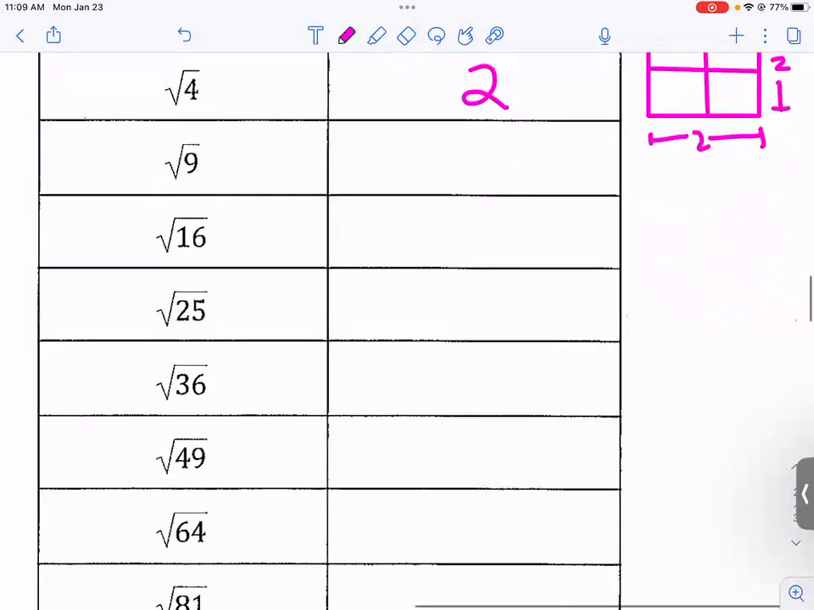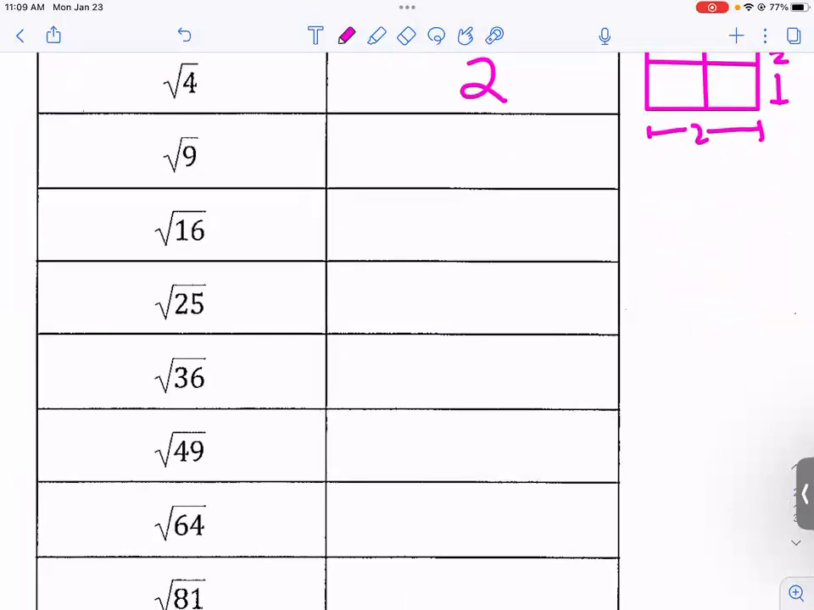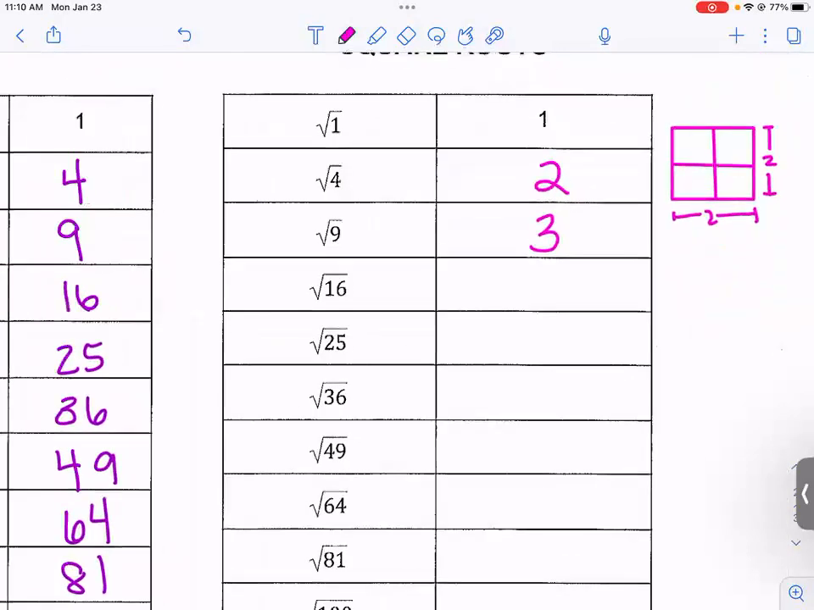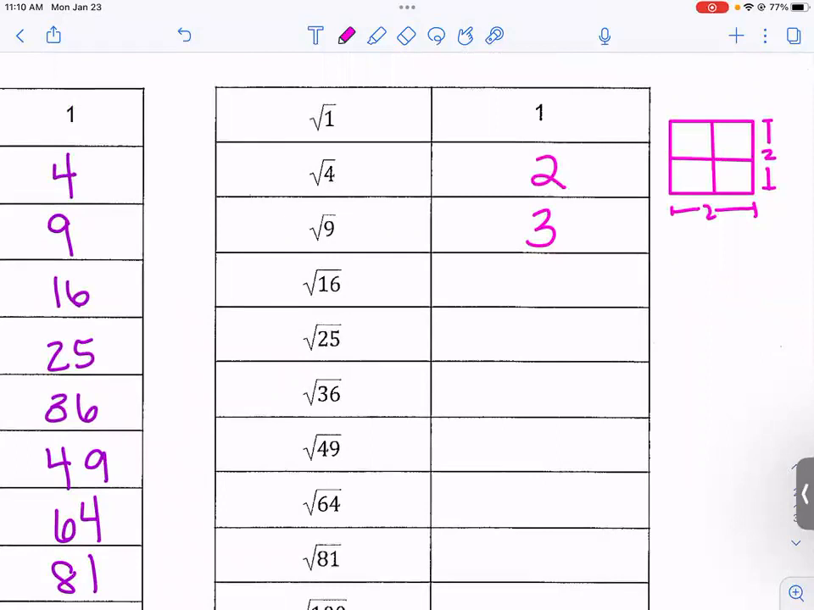Like we're thinking of what number squared is 9. So the square root of 9 is 3. The square root of 16 is 4.